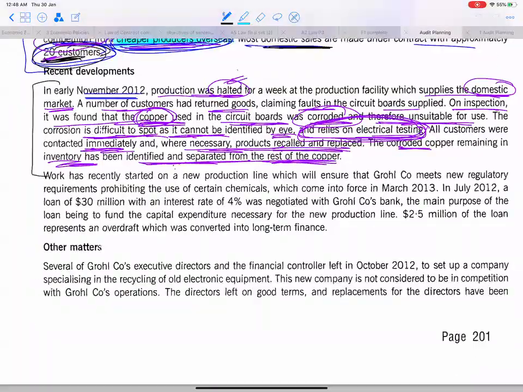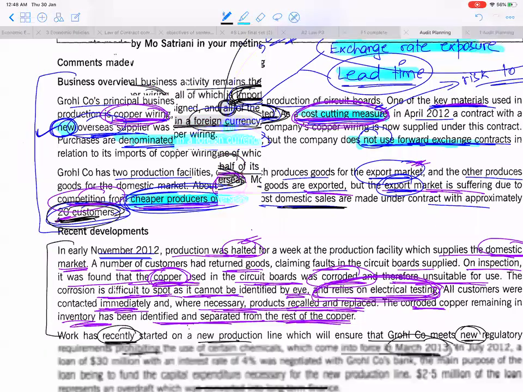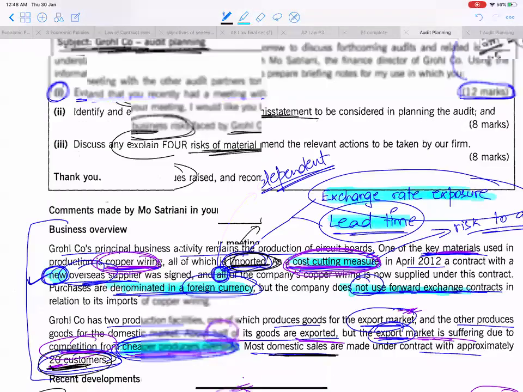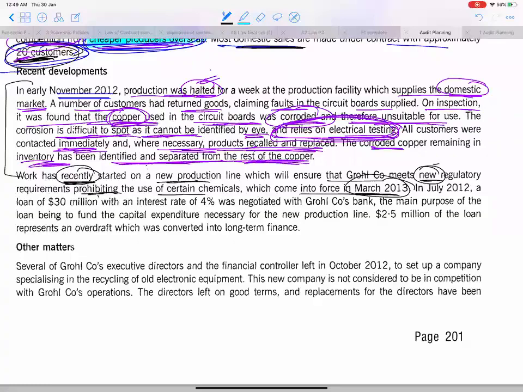Now see, work has recently started on a new production line which will ensure that Grahal company meets new regulatory requirement prohibiting the use of certain chemical which comes into force in March 2013. Now what is my year end? My year end is November 2012 and the new regulation will come into effect in March 2013. Now, whenever there is a new regulation, there is a risk of non-compliance. There is always a risk of non-compliance.